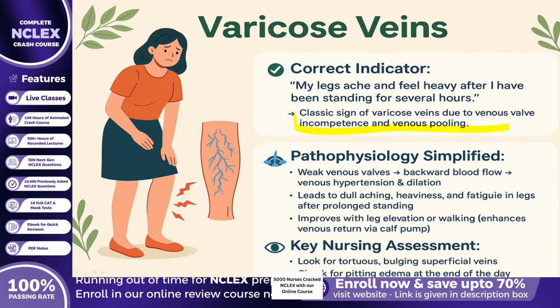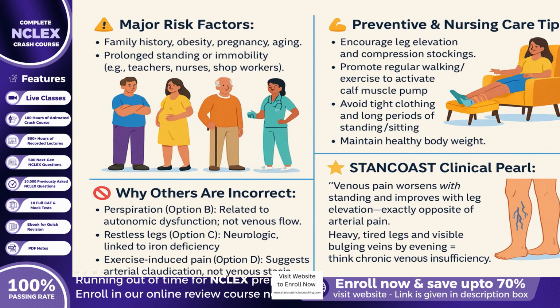Adding to that, key risk factors include family history, pregnancy, obesity, aging, and occupations involving prolonged standing or immobility. Preventive strategies revolve around lifestyle modifications such as wearing compression stockings, avoiding extended standing, elevating the legs regularly, maintaining a healthy weight, and performing exercises to strengthen calf muscles, which serve as a natural venous pump.